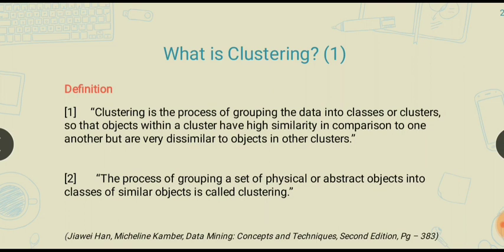Then if you look at the second definition, the process of grouping a set of physical or abstract objects into classes of similar objects is called clustering. It says the same thing. That is, clustering is the technique of putting elements that are similar, or objects that are similar, together into classes. Let us look more into detail to understand this.